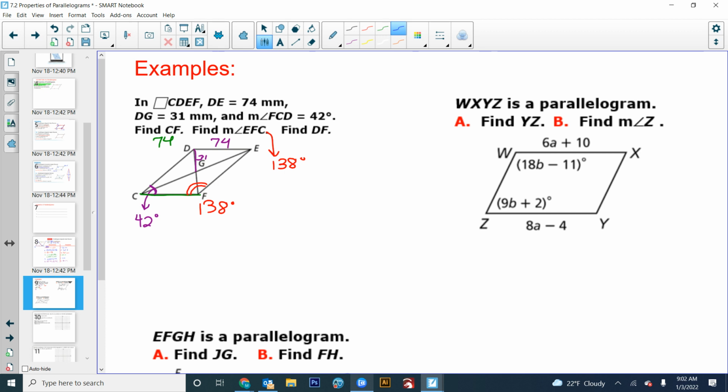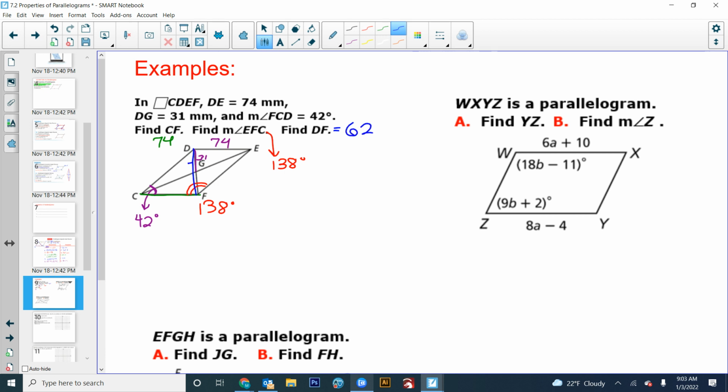WXYZ is a parallelogram. So this is very important. You can't start assuming these properties. I should have started with that. I read it, but we need to make sure we pay attention to that. We forgot to find DF. All right, what's DF? DF is not 31. It is 62 because it's the whole thing, right?